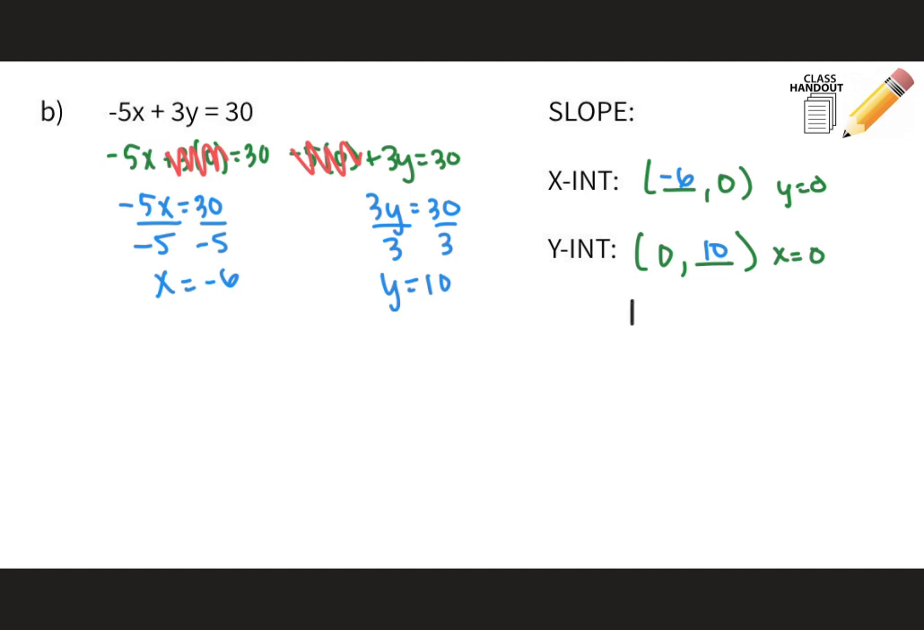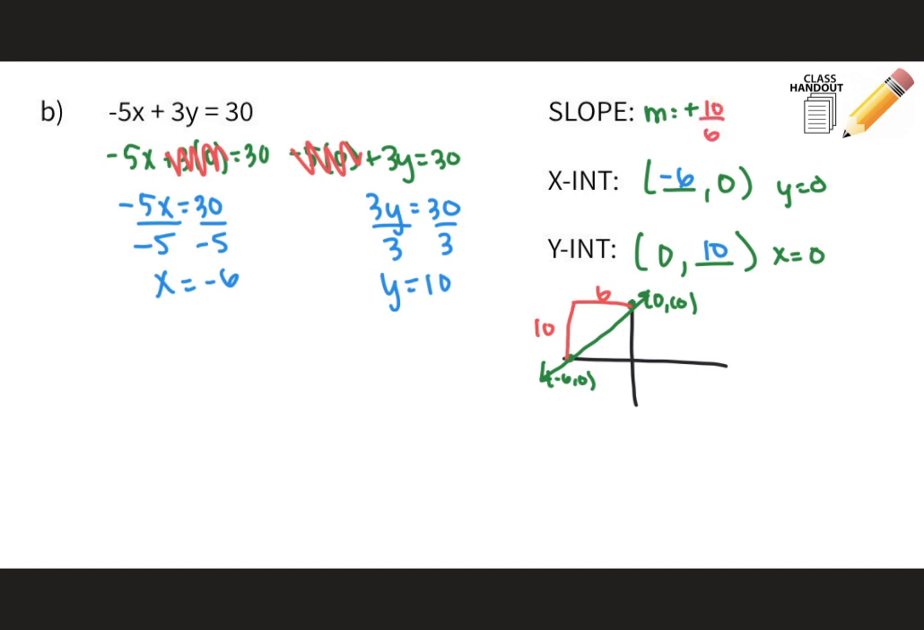Now to get my slope, I'm just going to sketch a picture here. So I have my x-intercept at negative 6, 0. And then I have my y-intercept at 0 comma 10. So my line is going to look like this. So I know that my slope is going to be positive. My rise, I have to go up 10, and my run, I go over 6. So my slope is going to be 10 over 6.